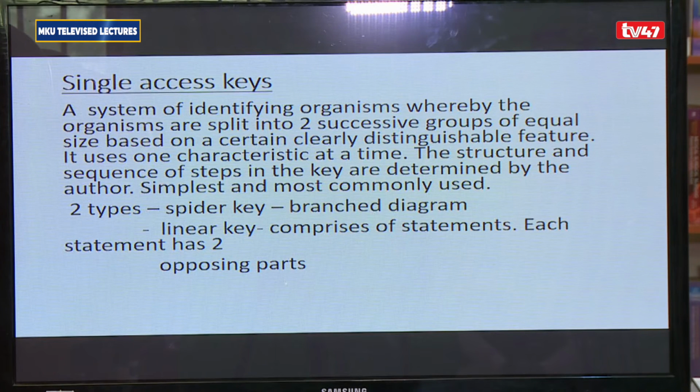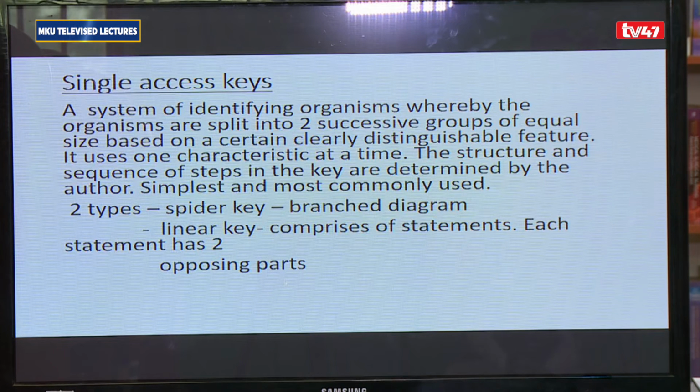Now, because you are using one characteristic at a time, that is why it is referred to as single access key. Now, the one generating this key decides which characteristic to start with and which should follow the other. As such, therefore, for single access key, the structure and sequence of steps in the key are determined by the author of the key. It is the simplest and most commonly used taxonomic key. And there are two types of single access keys. It can be a spider key or it can be a linear key.